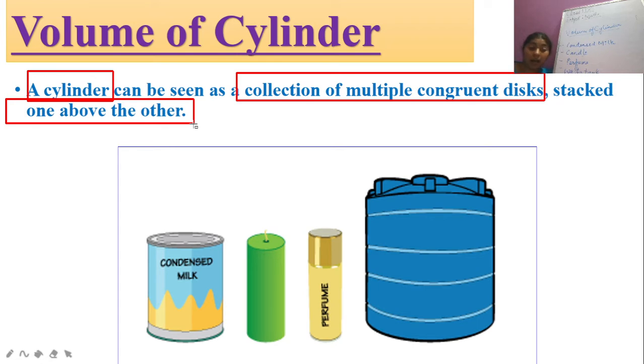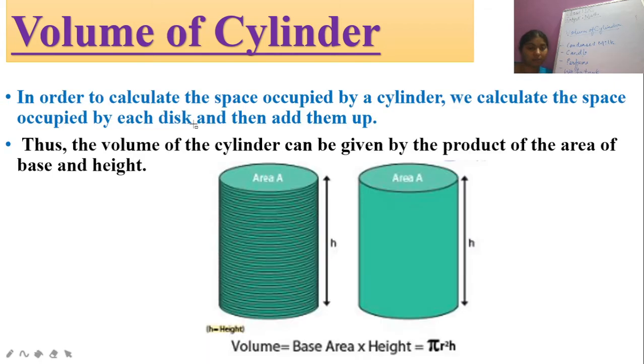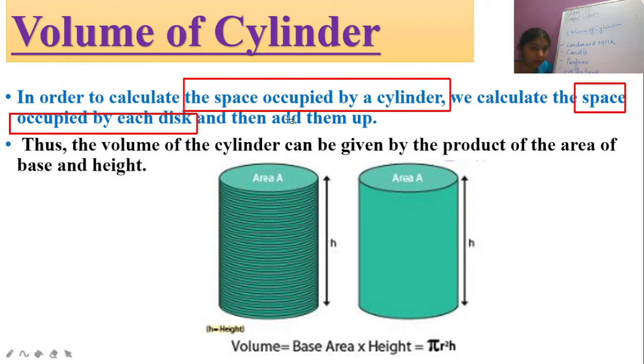So these are the four examples. A can, candle, perfume bottle, as well as the water tank are all in the form of cylinders. So students, we have the formula for the volume of a cylinder. In order to calculate the space occupied by a cylinder, we calculate the space occupied by each disc, then we add them one on another. So how will you do it?